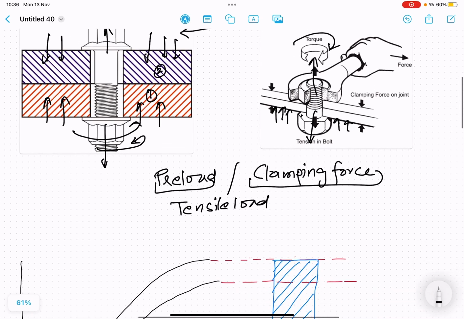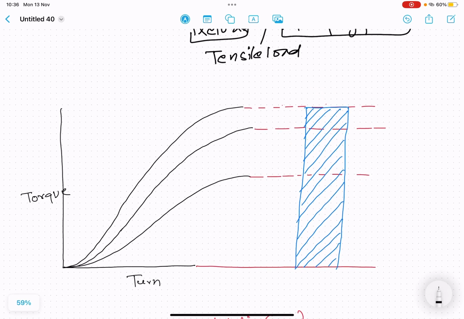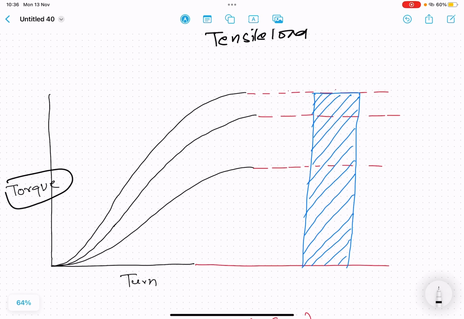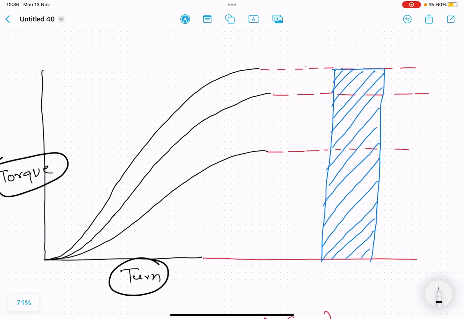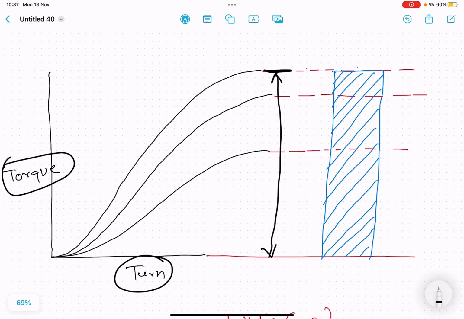There is some chart or some presentation of this. Let us suppose there is a curve. This is the curve between the torque that we are providing and the number of turns. It is a simple thing. As we are increasing the torque, the number of turns keeps on increasing. This level is basically the maximum total torque, or the maximum preload, that we are providing by tightening, by giving the torque.